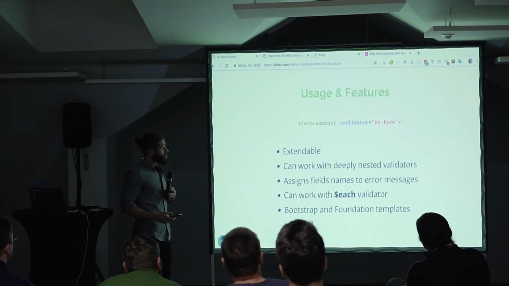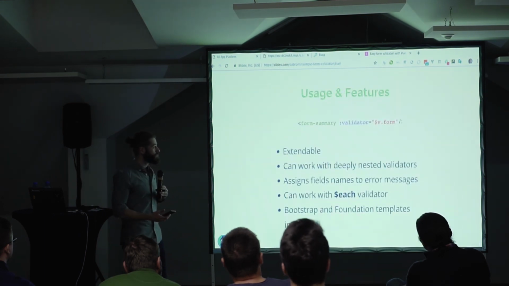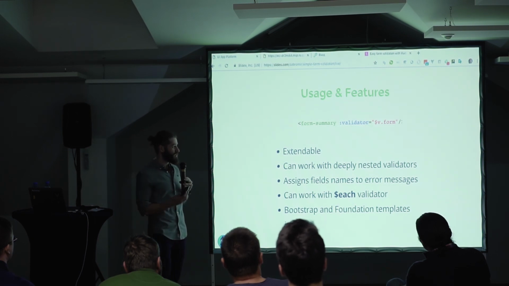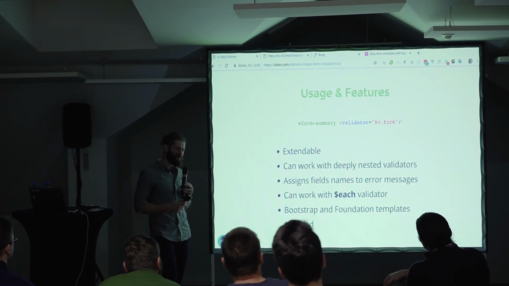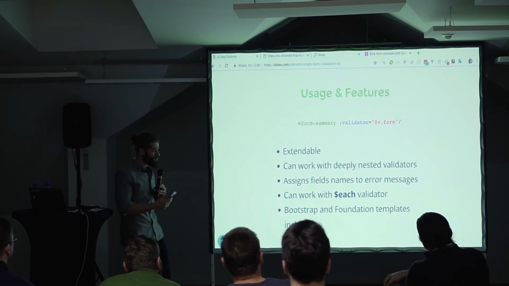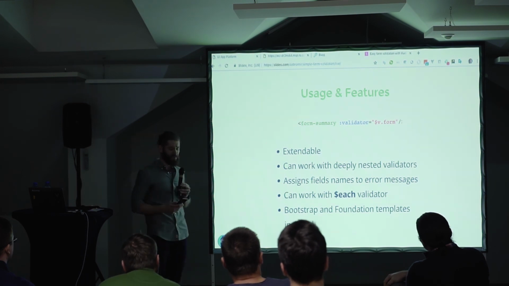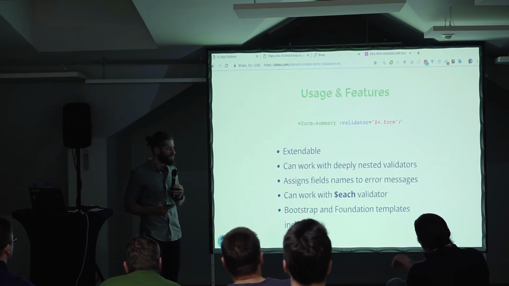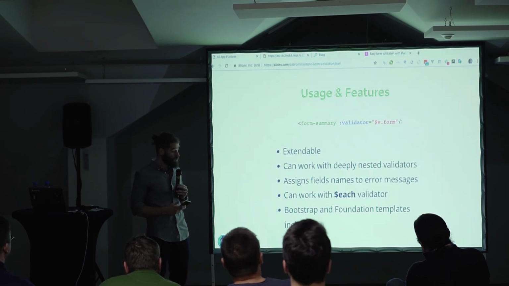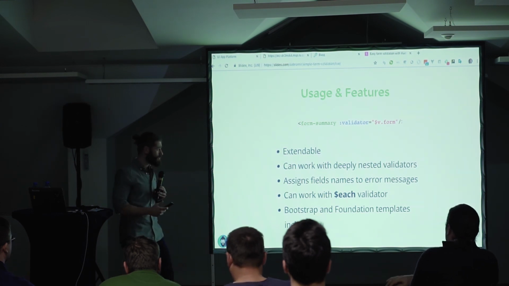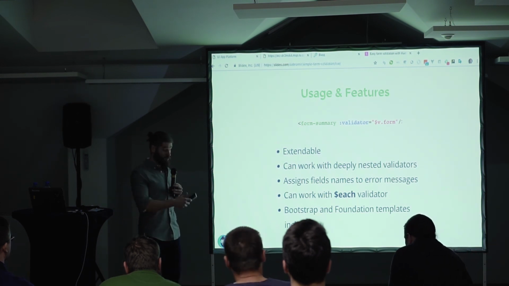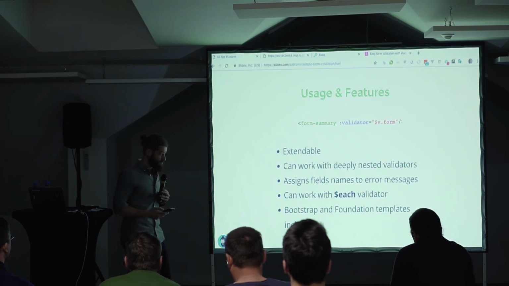Cool. So how do you actually use the form summary? We just define a form summary component and pass it the validator. That's it. It's super extendable. It can work with very deeply nested validators. It auto-assigns the field names, so it knows if it's a name, if it's an email, or anything else that you can think of as a field. It works with each, so you can have collections of validations. It also has Bootstrap and Foundation templates included as well.